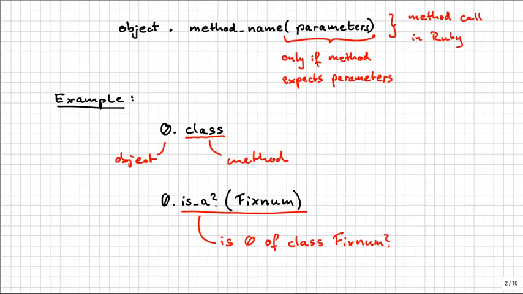A second example of a method that we can call upon the object 0 is called is_a, and we can give it a parameter, namely the class that we want to test. So with this call we can find out if 0 is in fact of the class Fixnum, and we would expect Ruby to come back with a positive response.